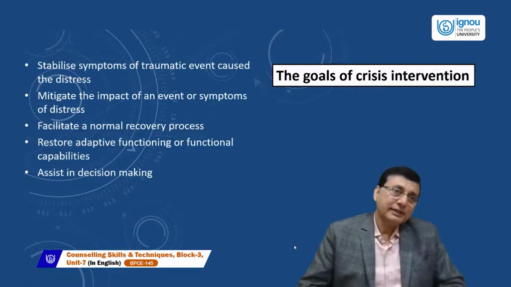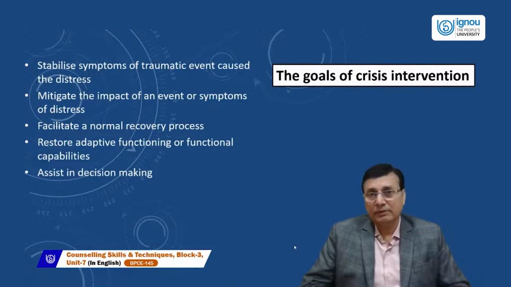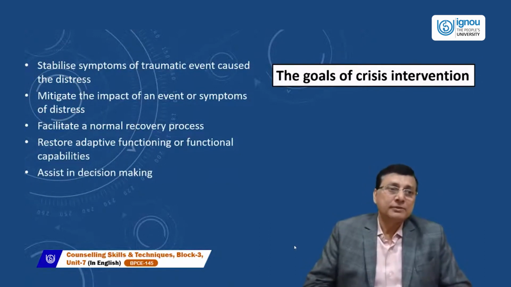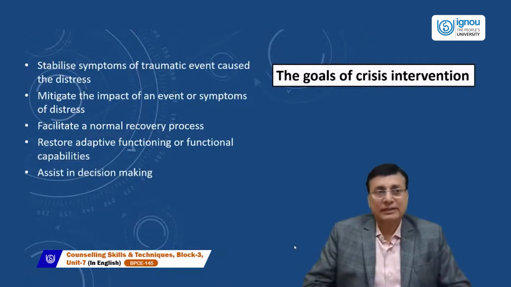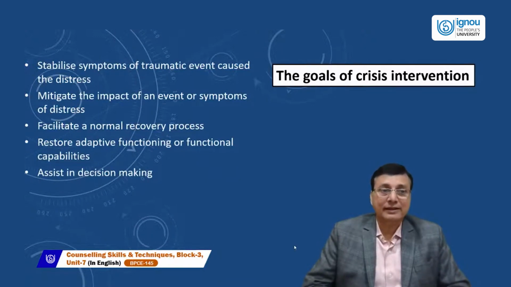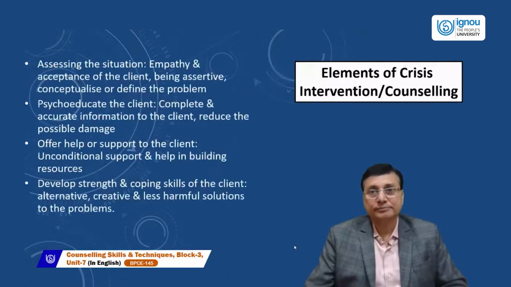So what is the goal of crisis intervention? It stabilizes the symptoms of the traumatic event that caused the distress. There may be lots of symptoms due to the trauma or crisis which are causing distress, so it stabilizes them. It mitigates the impact of an event or symptom of distress to facilitate a normal recovery process, restores adaptive functioning or functional capabilities, and assists in decision making. So these are the goals of crisis intervention.